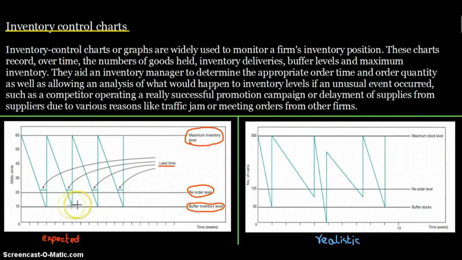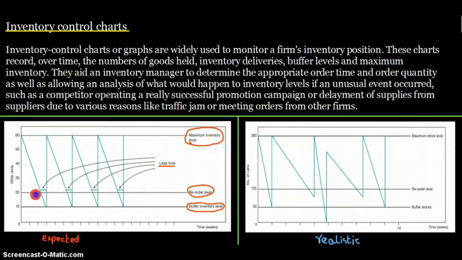Okay, so basically on the y-axis we have the number of units, and on the x-axis we have the time in weeks. So when we look at this graph, it first says that we have 60,000 units at week 0, and gradually as weeks progress, on the third week our inventory has dropped from 60 to 10. This is the reorder level.